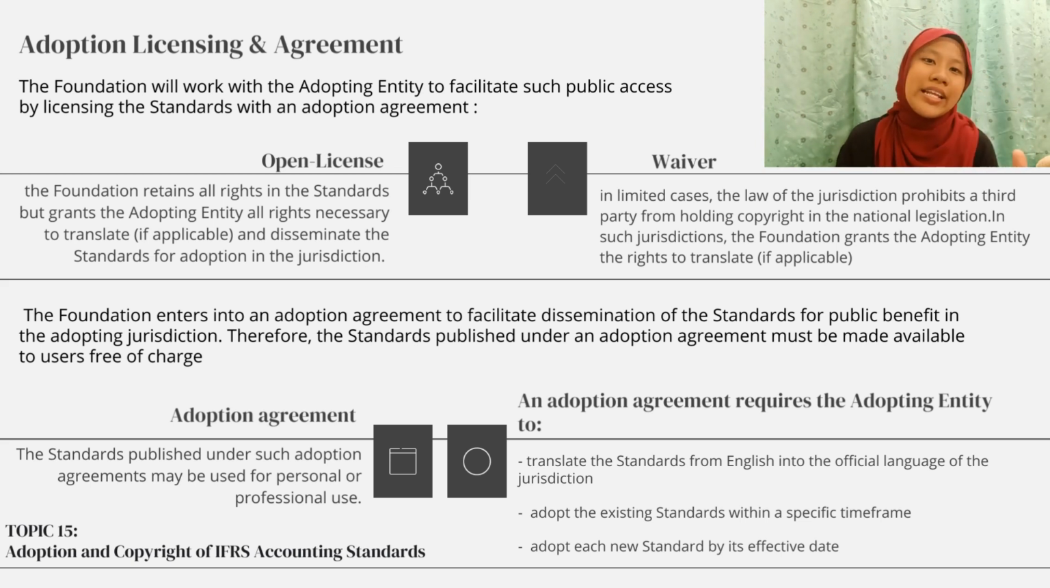Therefore, the standards published under an adoption agreement must be made available to users free of charge, with the exception of distribution in print, where the adopting entity is allowed to charge a nominal fee to recoup its costs. So, the standards published under such an adoption agreement may be used for personal or professional use. Professional use of the standard means use in the user's professional capacity, for example, in connection with the business of providing accounting services for the purpose of application of the standards.